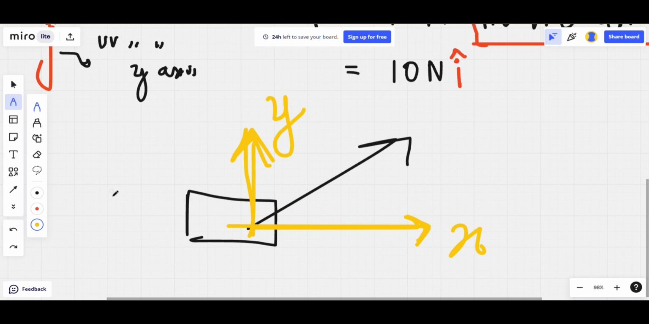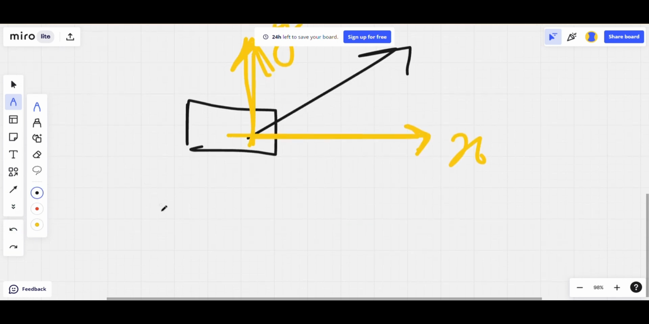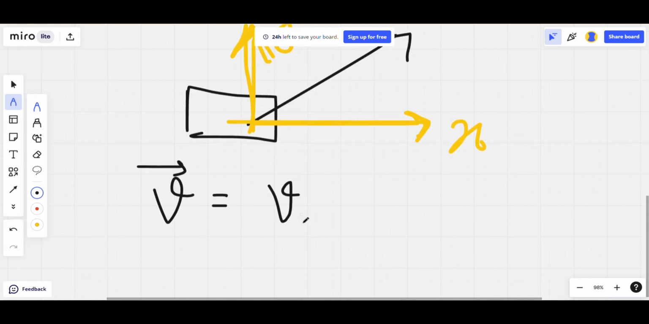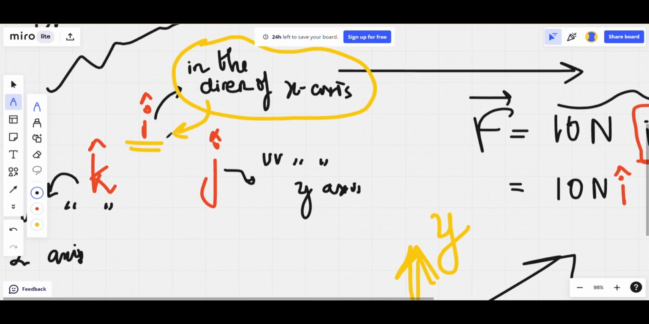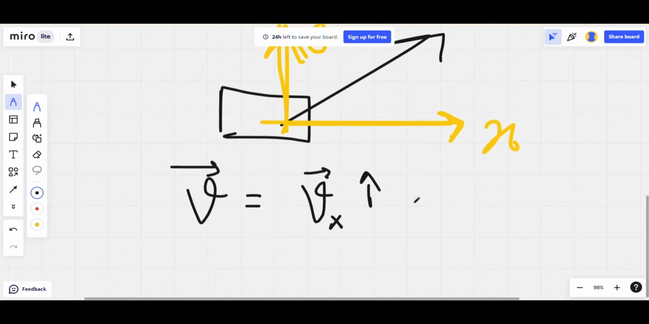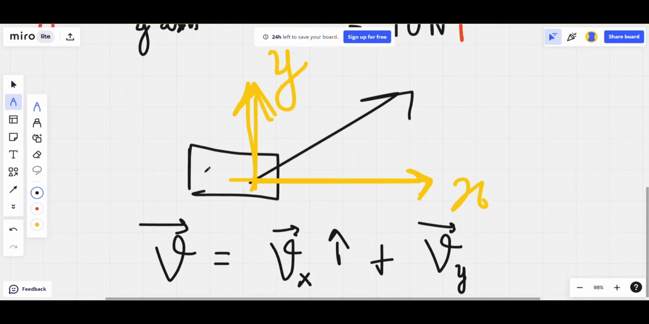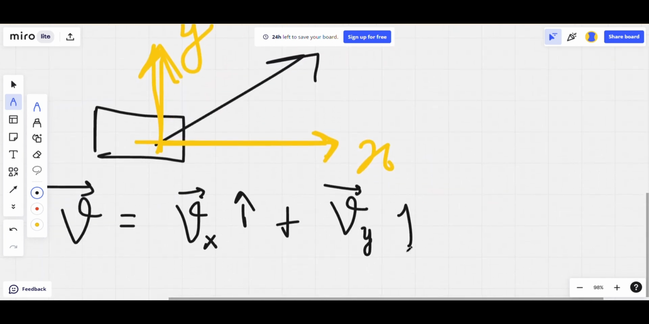Now, how do we represent it in the form of vectors? We could say that the velocity is nothing but a unit vector in the x-axis, so let's say vx, plus a unit vector in the y-axis. Now what is a unit vector that moves along the direction of the x-axis? It's i cap, plus a unit vector in the y-axis, which is represented by j cap.